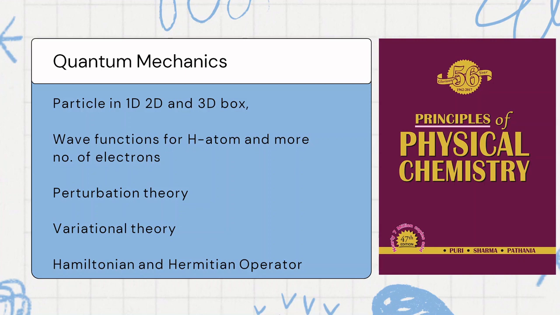Then you learn about quantum mechanics. In quantum mechanics, learn about particle in a 1D box, 3D box, then hydrogen atom, then molecules with more than one electron, etc. Then concentrate on perturbation theory, variation theory, Hamiltonian and Hermitian operator, etc. So for quantum, you can refer to Puri, Sharma and Pathania.